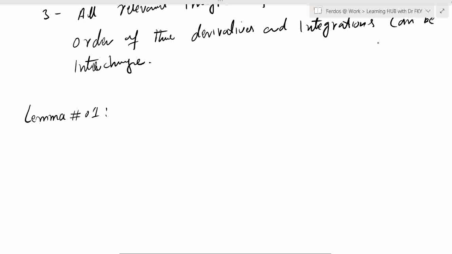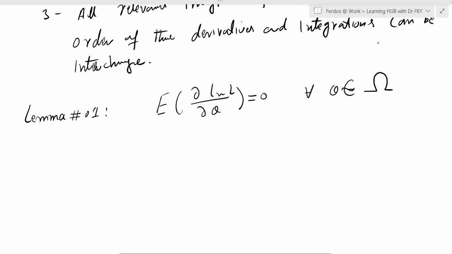Lemma 1 says that the expected value of the first derivative of the log likelihood with respect to the parameter theta is equal to 0 for all theta belonging to the parametric space. Okay, so now let's prove this lemma.